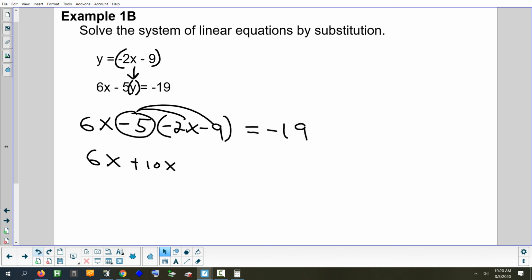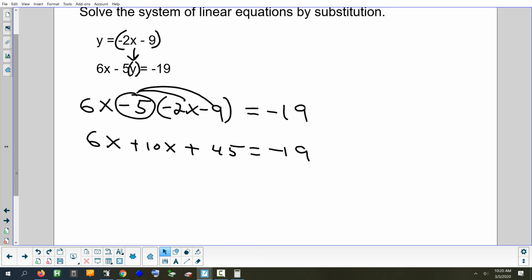What's -5 times -9? Well, at least we know a negative times a negative is a what? Positive. It's a positive. What's 5 times 9? 45. 45. Good. Does -19 change? Nope. Okay. So after you distribute, then we check for CLT. What's CLT? Come on. Combined like terms. Any like terms there? Yeah. Yep. 6x and 10x. Everything else stays the same.